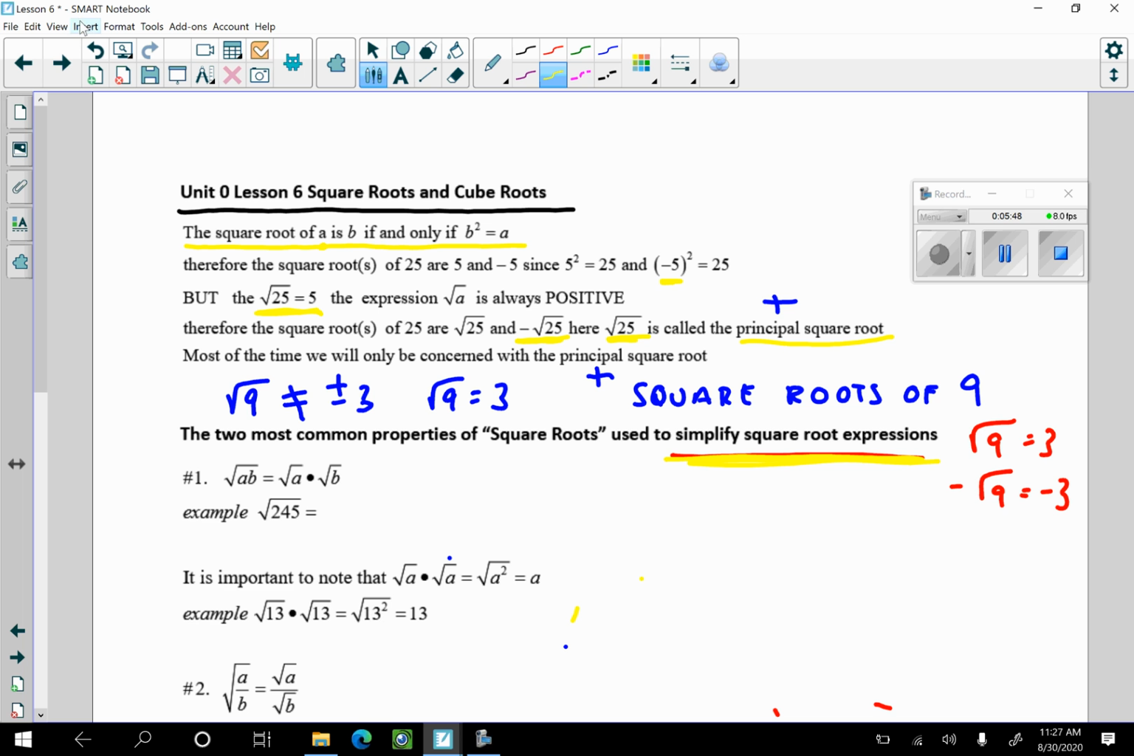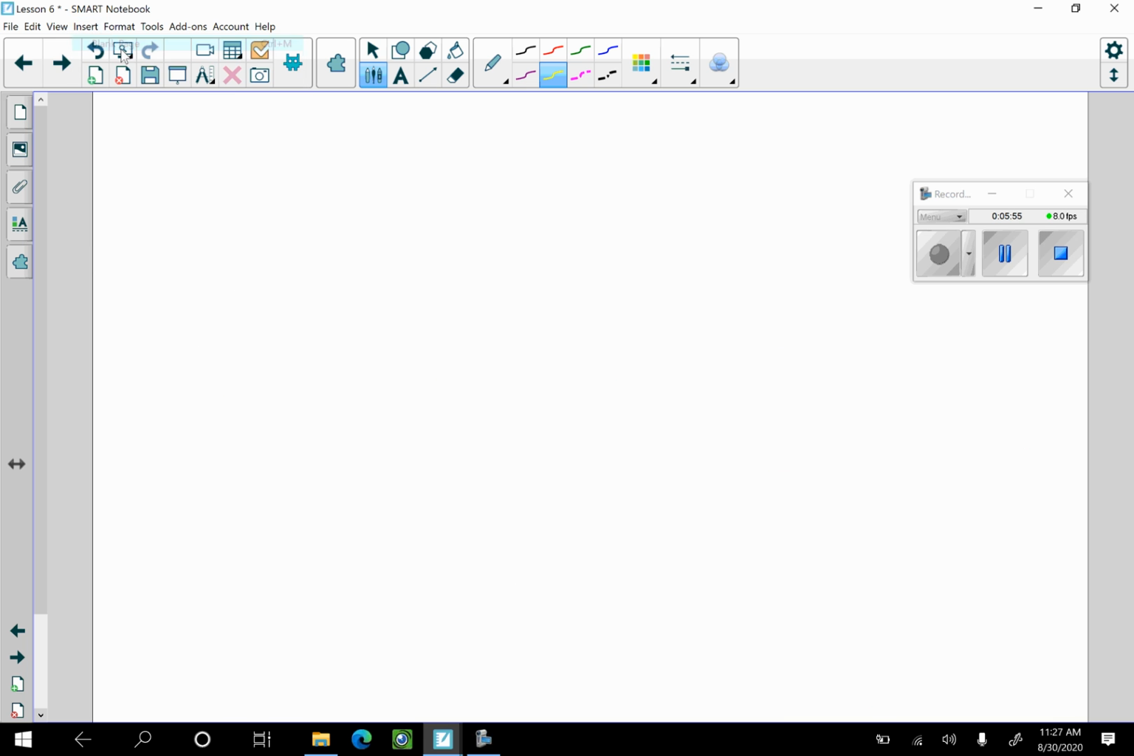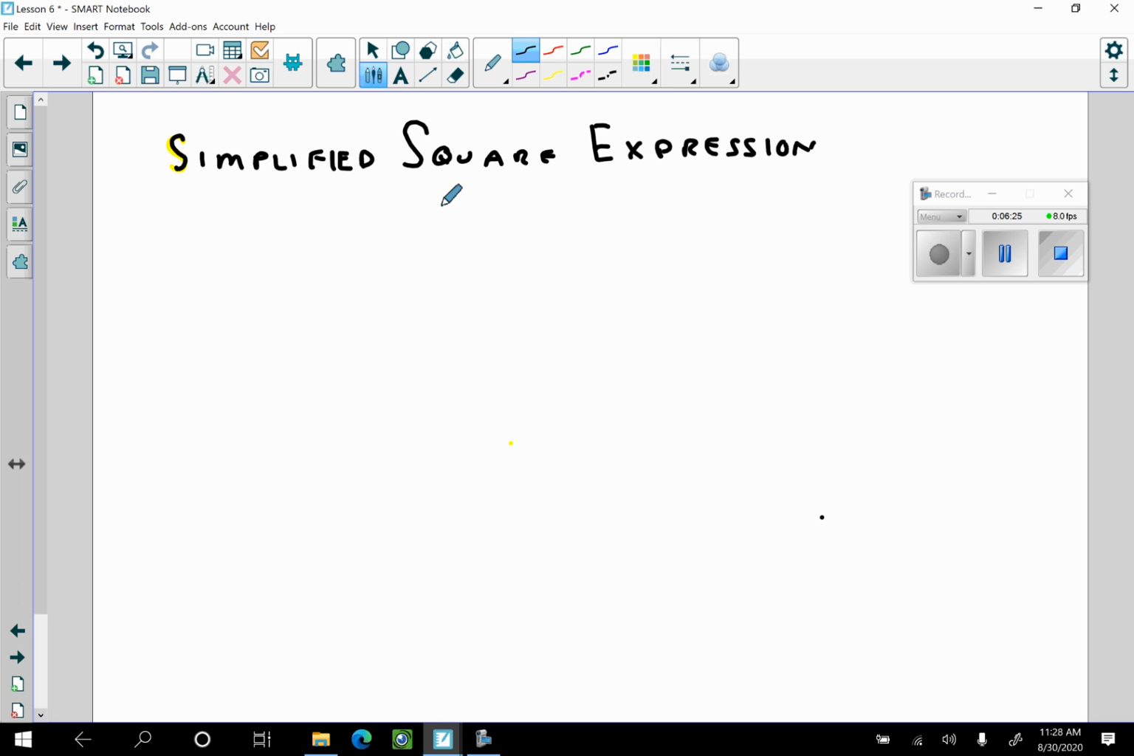So I'm going to pop another page in there that the notes doesn't have, so we're going to add that to our notes. I'm going to add a blank page there, and we're going to talk about the definition. What is a simplified square root expression? And I believe there are some blank pages. If you go to the left of the beginning of this unit, you'll see a blank page that you're going to want to put the simplified square root expression on.